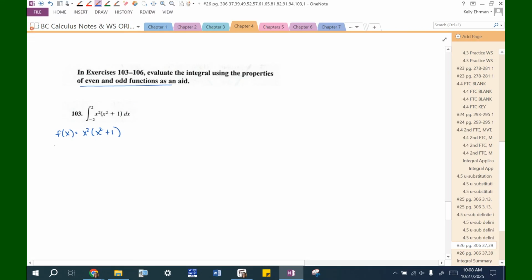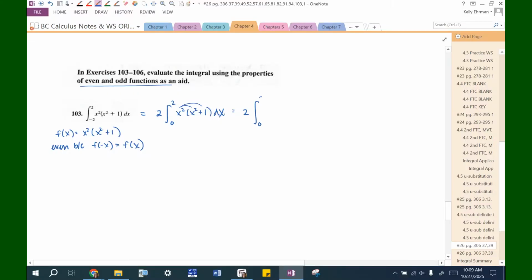So this is even because if you plug in negative x into this and simplify, you get the same thing as the original equation. F of negative x equals f of x. So that means instead of having to go from negative 2 to 2, I could say I'm going to double the area from 0 to 2, or negative 2 to 0, but I'd rather work with positives, of x squared times x squared plus 1 dx. And I don't want to use u substitution on this because this is the same degree as this. But remember, you can distribute through.